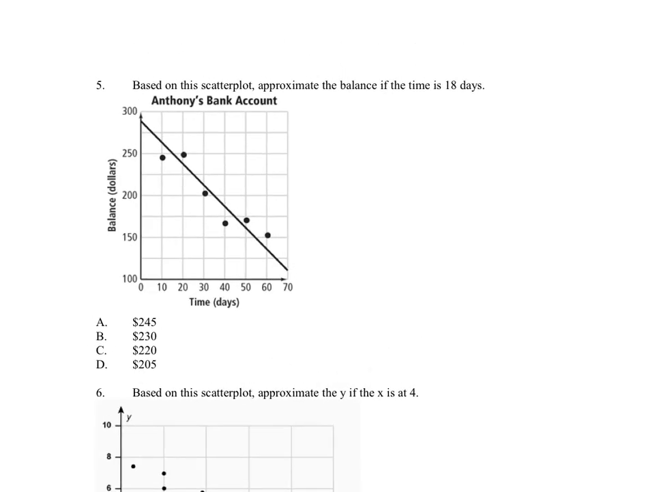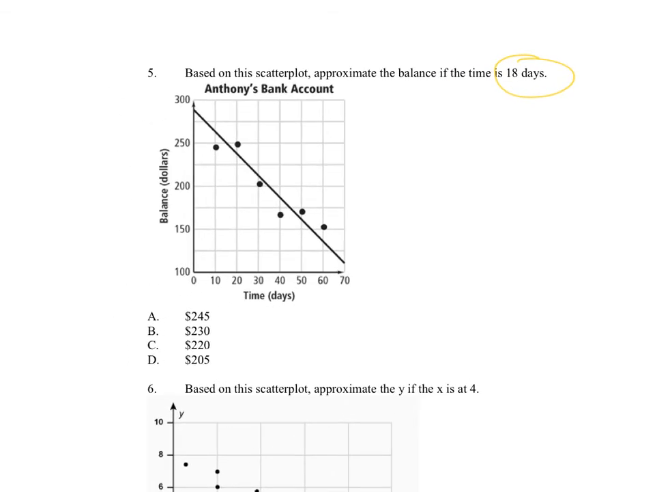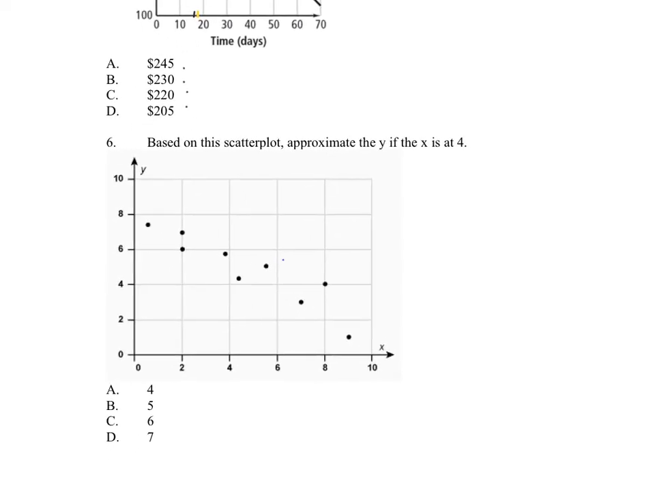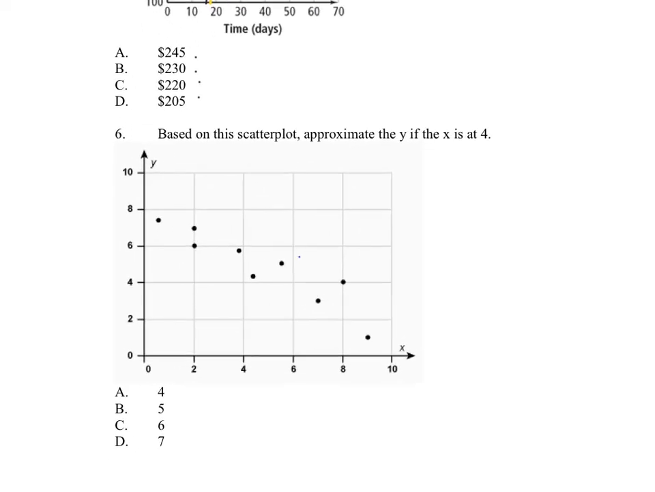Number 5, same thing, approximately 18 days. You're looking for the balance. 18 days is about right here, because halfway would be 15. So use that line for 18 to make your way up and check each answer choice and see which one fits the best. Number 6, based on the scatter plot, approximate the y if the x is at 4.